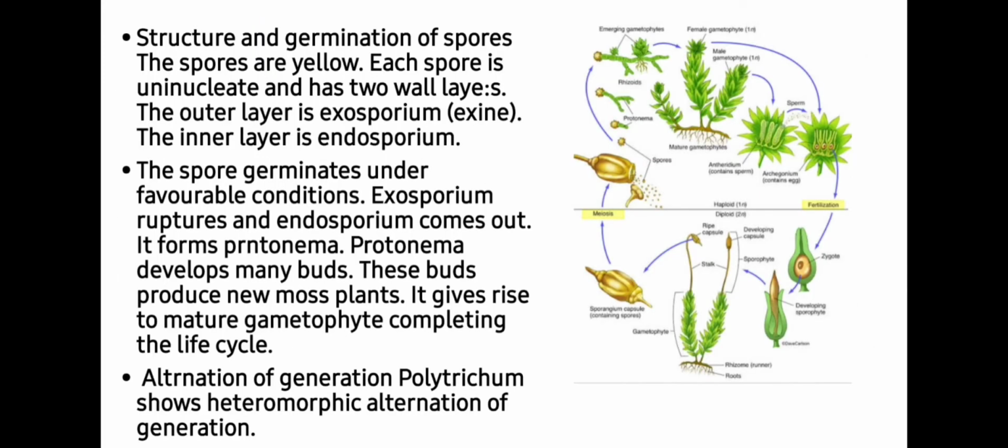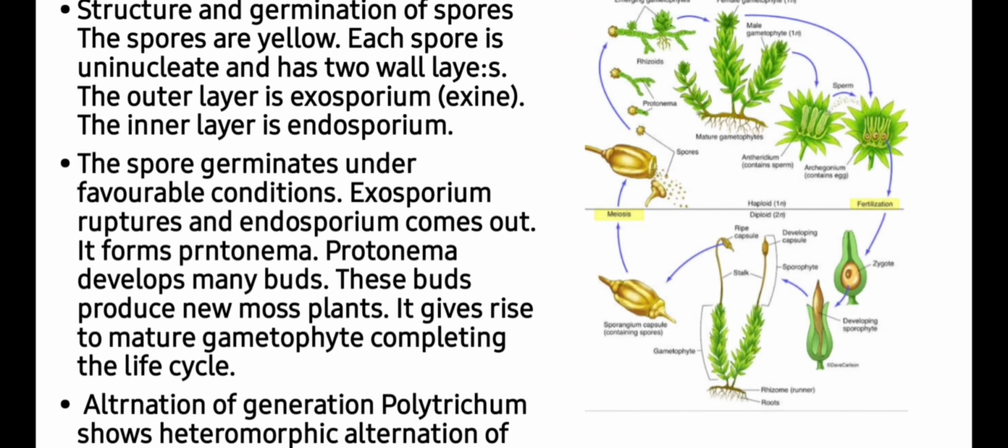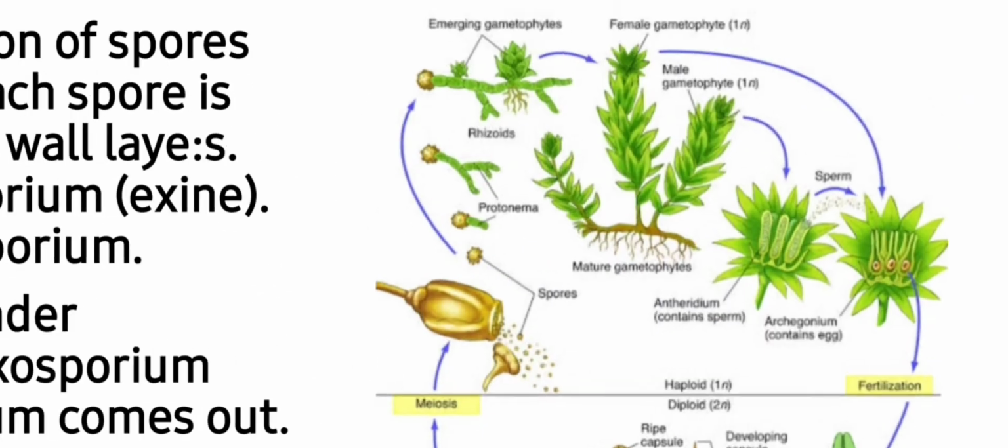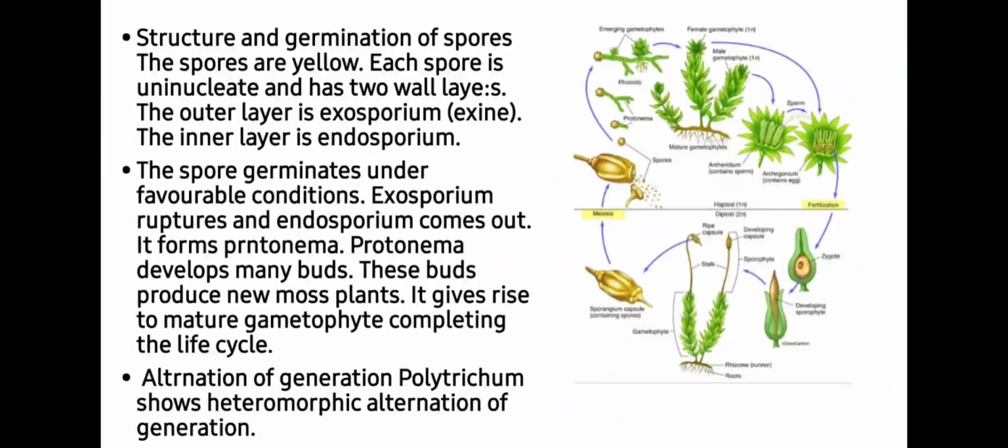Then is structure and germination of spores. The spores are yellow. Each spore is uninucleate and has two wall layers. The outer layer is exosporium and the inner is endosporium. Further, you will see differentiation of the spore like the higher plants. The spore germinates under favorable condition. Exosporium ruptures and endosporium comes out to form protonema, as you can see in this image. Protonema develops from the spore. These buds produce new moss plant. It gives rise to mature gametophyte completing the life cycle.